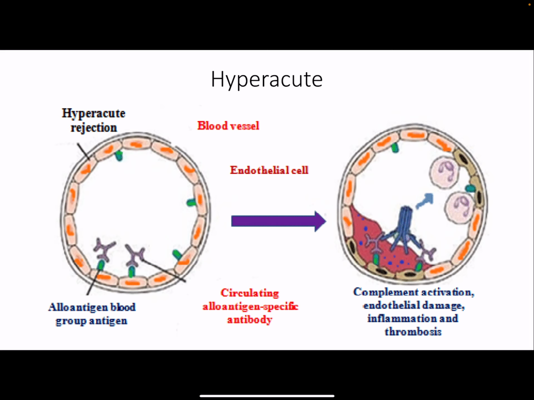So again, hyperacute is going to be that you had antibodies ready to go. They were already circulating, and they just say, hey, we absolutely hate this organ. And so you've got to take it out. It's not a successful surgery. And then what we're looking for is that we get thrombosis, potentially necrosis and ischemia of the tissue.